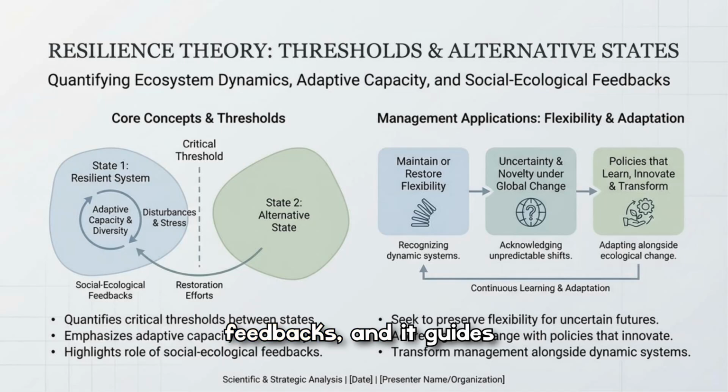Resilience theory quantifies thresholds between resilient and alternative system states, emphasizing adaptive capacity, diversity, and social-ecological feedbacks, and it guides management to preserve flexibility, address uncertainty under global change, and design policies that learn, innovate, and transform alongside dynamic ecosystems.